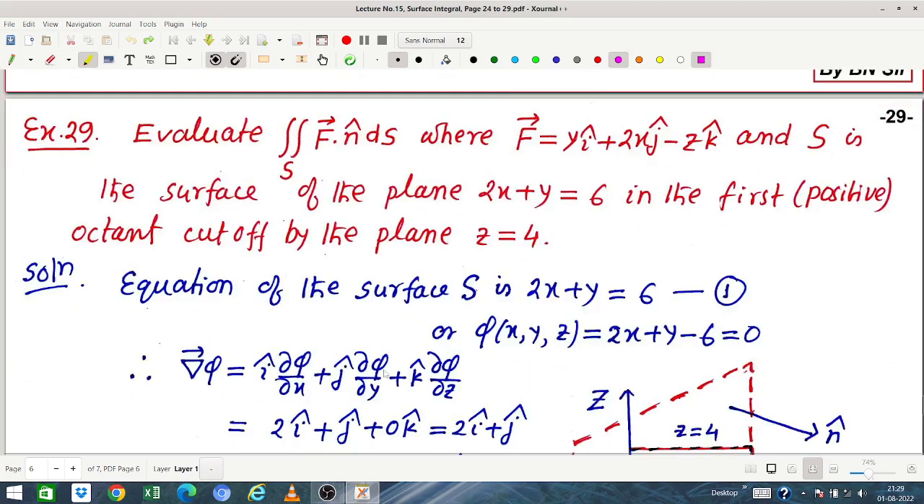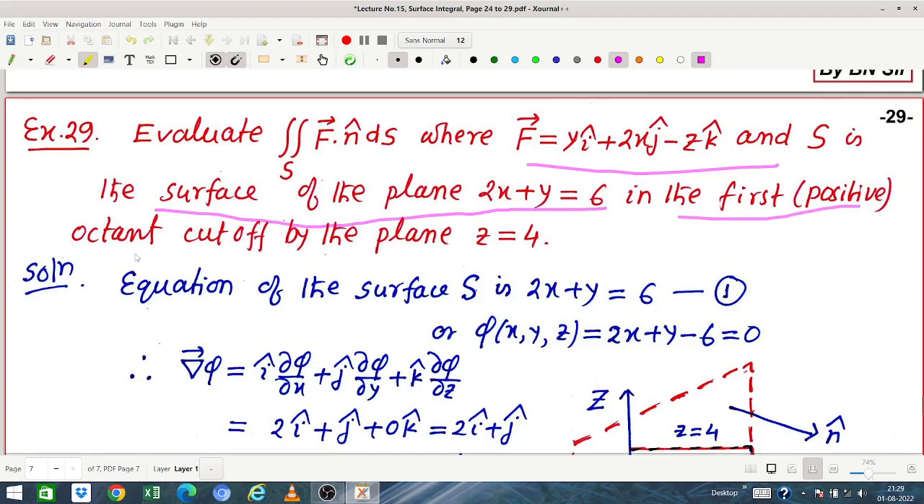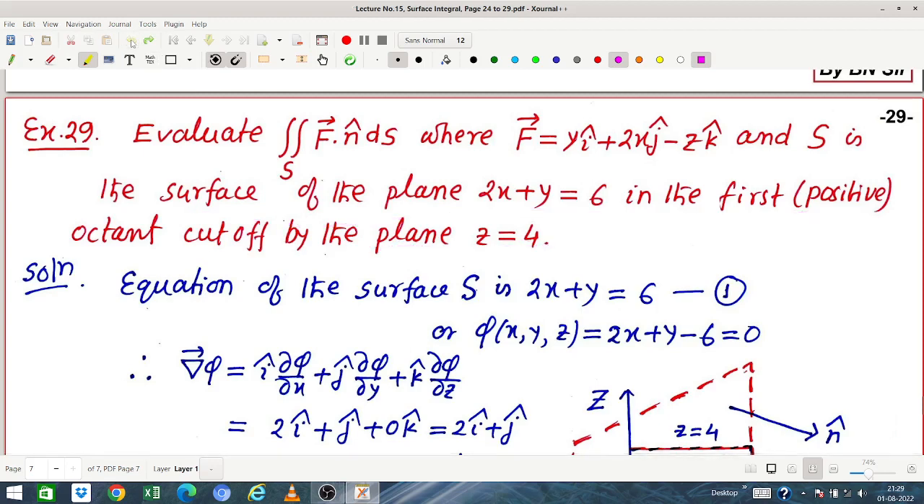Next example: evaluate the surface integral over S of F vector dot n cap dS, where F is this and S is the surface of the plane 2x plus y equal to 6 in the first or positive octant, cut off by the plane z equal to 4. One plane, another plane in the positive octant.